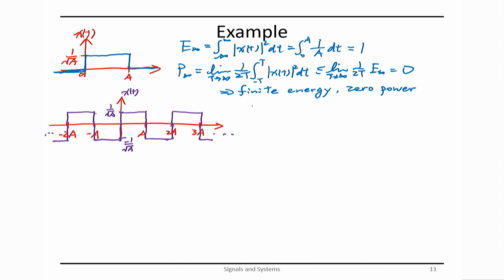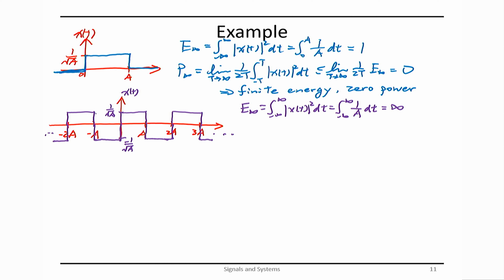Now we can compute the energy of this. So the energy is the integral of the square of x of t. Okay. Now if you look at this signal here, you can see that no matter if this signal is positive or negative, the square is always 1 over a, okay? So you're integrating 1 over a over an infinite time, and therefore this integral is infinite, okay? So this signal here has infinite energy, right?